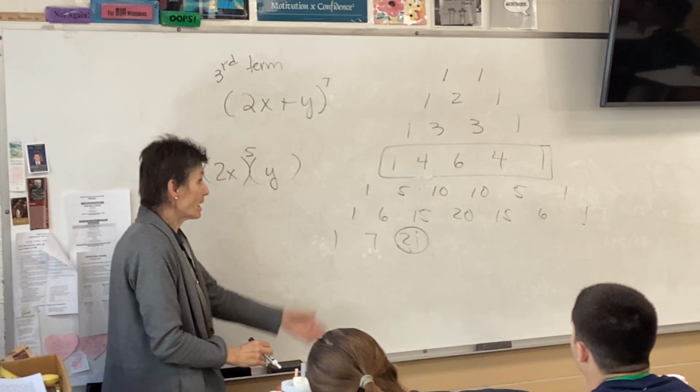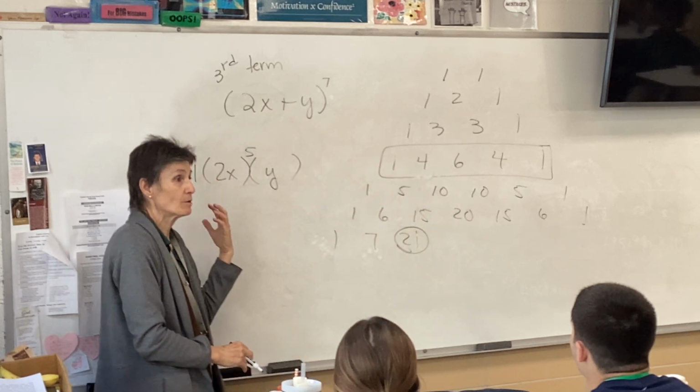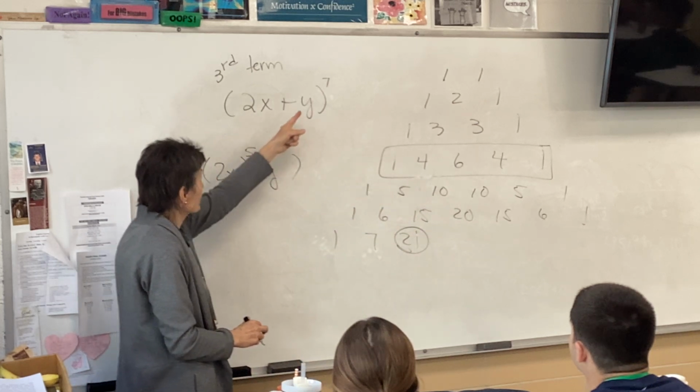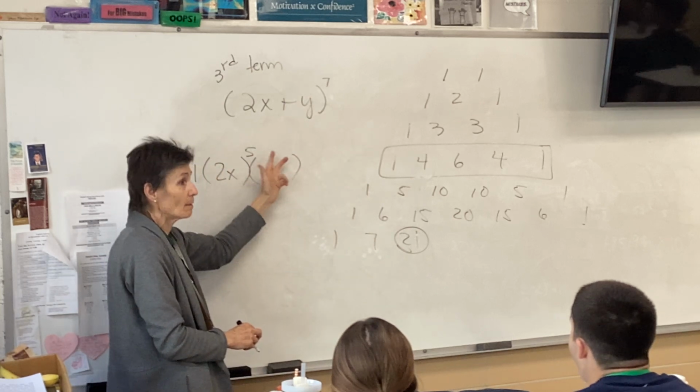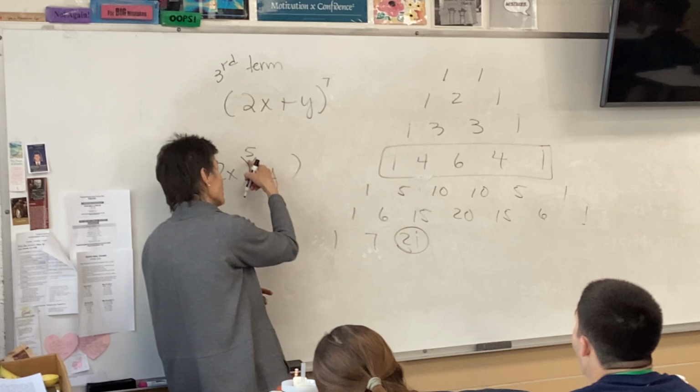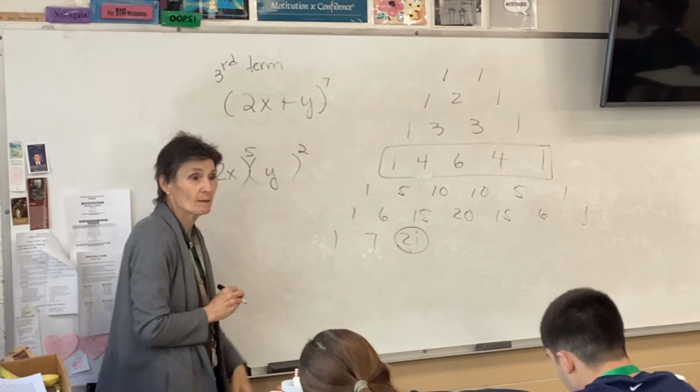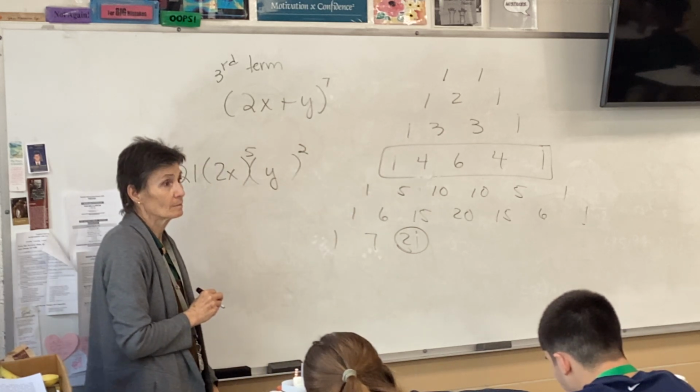Now, I could count down from the other end, or I can just remember that since this is to the 7th power, my exponents have to add up to 7. So as soon as I put a 5 there, I know that one's going to be a 2.